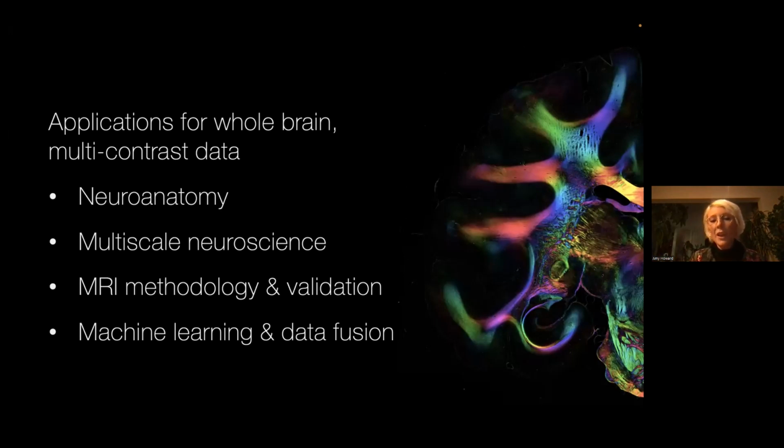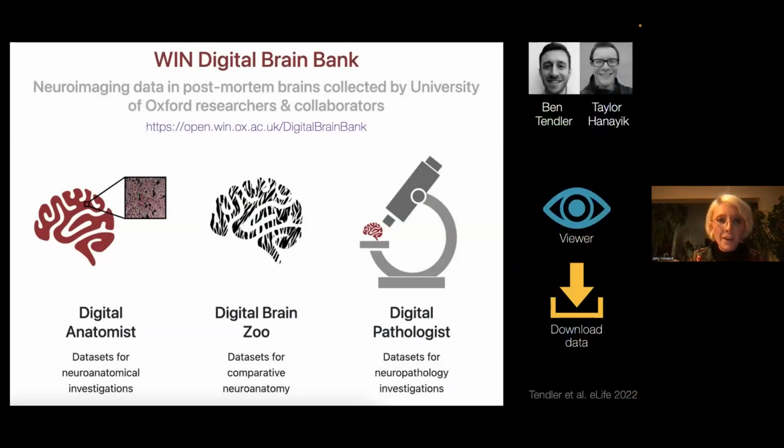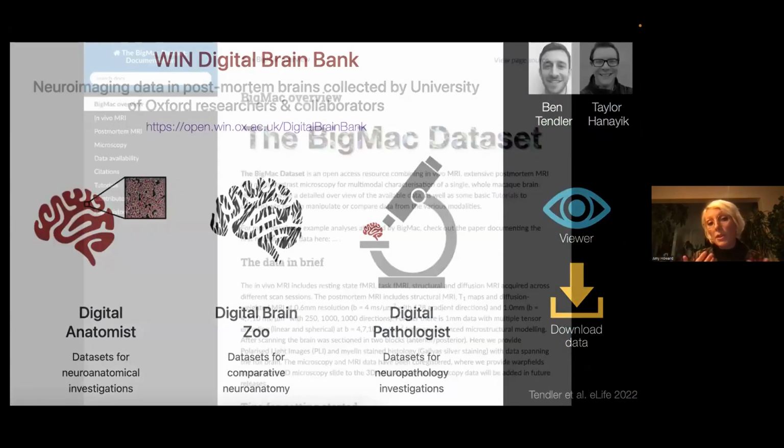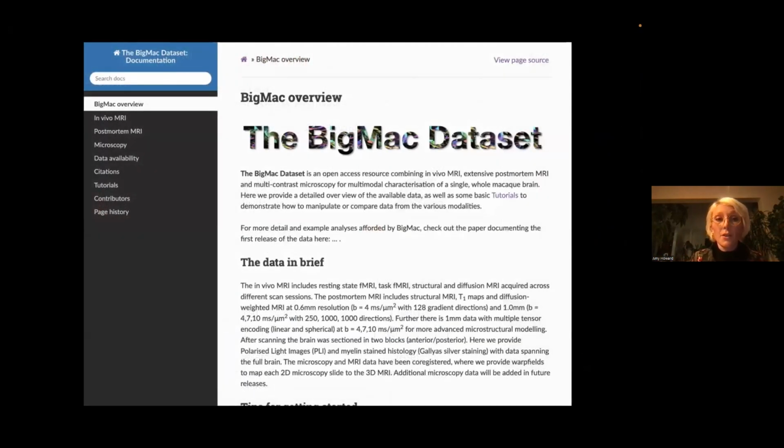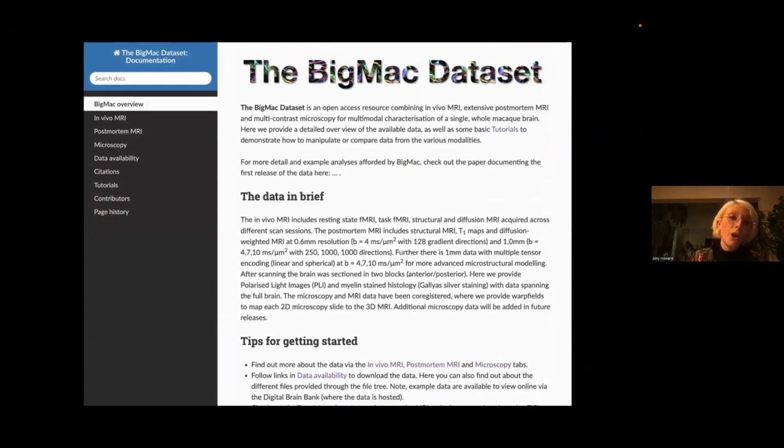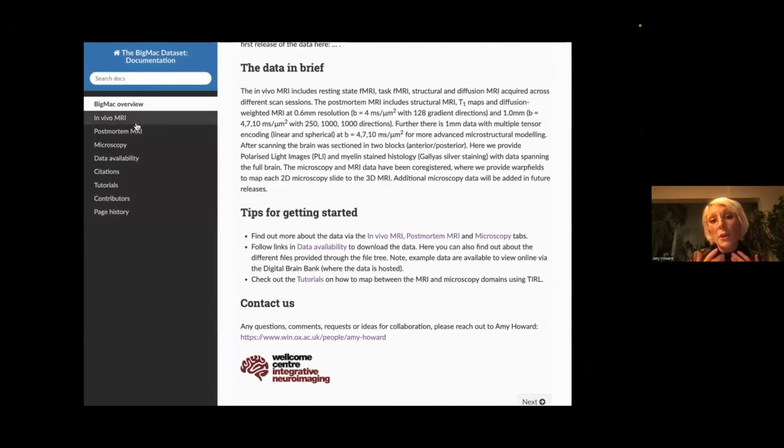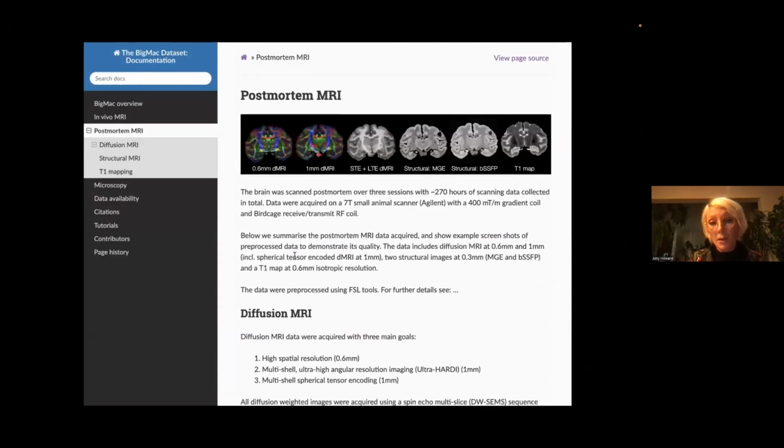Our data is made openly available via our online platform called the Digital Brain Bank, and BigMac also comes with a fairly extensive online documentation, and example code and tutorials to get you started. So please do get in touch if you think this data could be of interest to you.